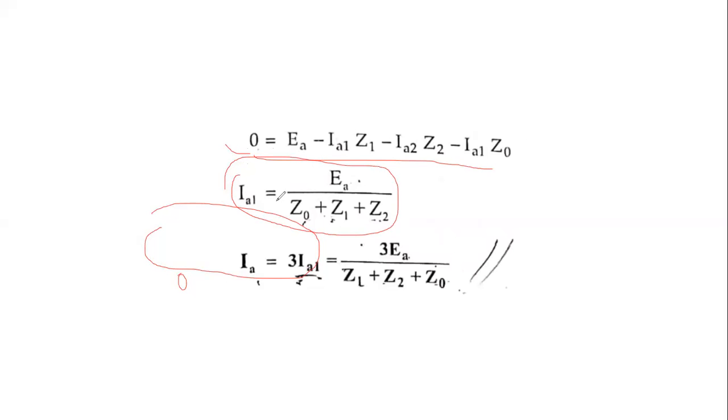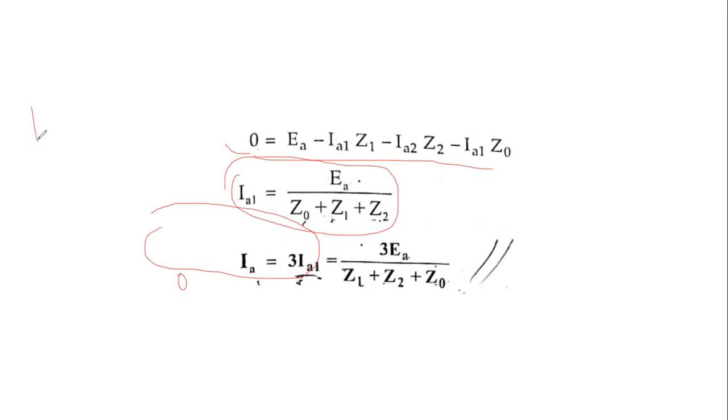Therefore, IA1 is equal to EA by Z0 plus Z1 plus Z2. Here Z0 is the zero sequence impedance, Z1 is the positive sequence impedance, and Z2 is the negative sequence impedance. Therefore, IA is equal to 3 into IA0.